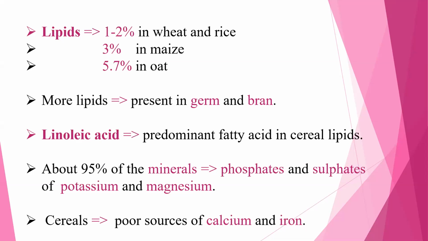Out of different lipids, linoleic acid, which is an essential fatty acid, is the predominant fatty acid in cereal lipids. Regarding minerals, about 90% of the minerals are present in the form of phosphates and sulfates of potassium and magnesium. An important point about cereal grains is that they are poor sources of most required minerals, that is calcium and iron. Calcium is naturally required for skeletal tissues, for bones, etc. And iron is a very important part of hemoglobin. But cereals are poor sources of both of these minerals.